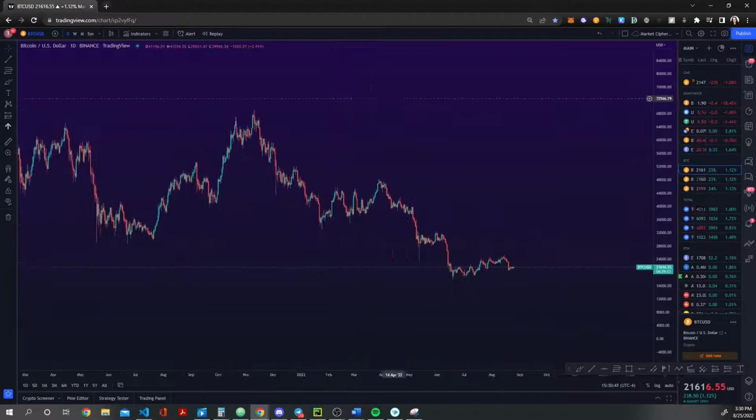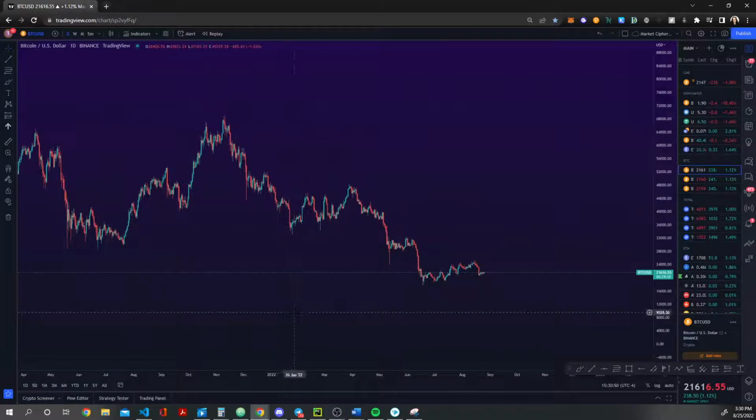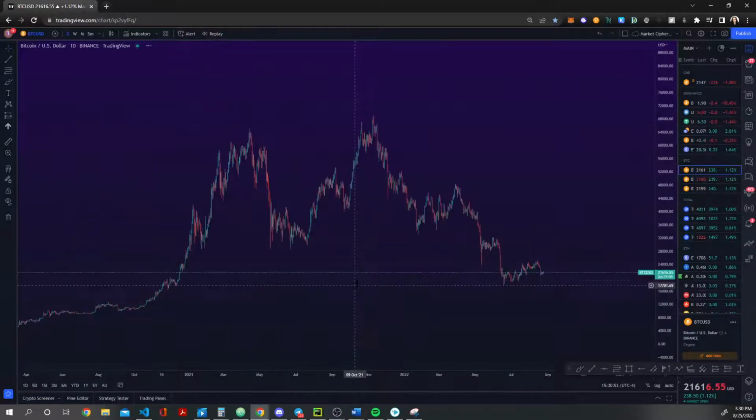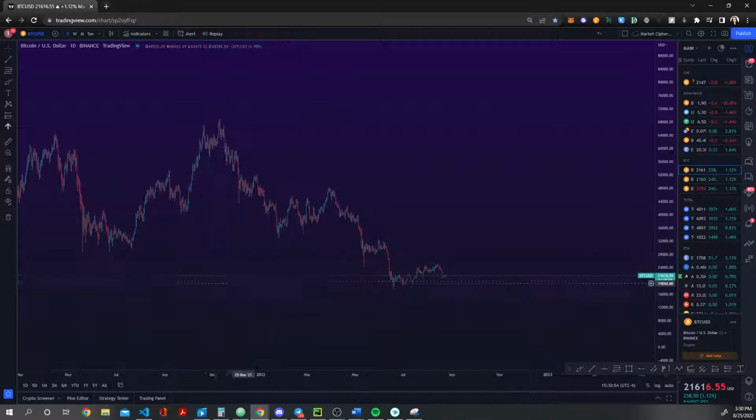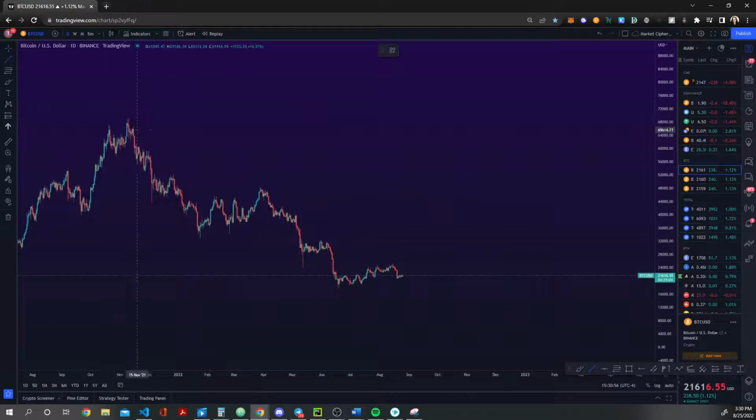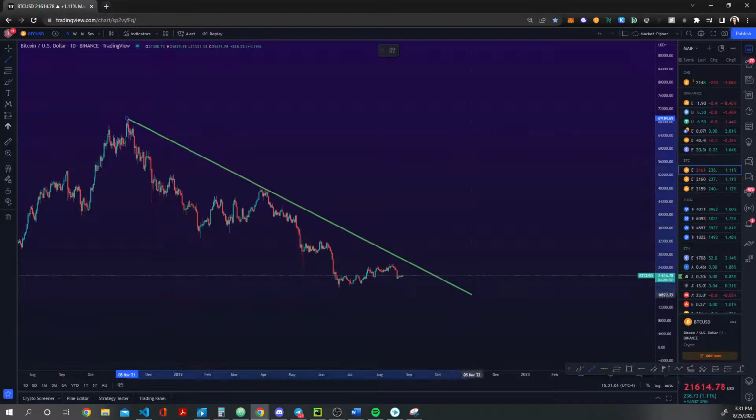So right off the bat, keep in mind higher time frames, of course, just like anything in TA. Higher time frames just take more precedence over what's going on in the lower time frames. So if you have a trend line on the lower time frames, it's not going to be as important as, say, a trend line that you have on the higher time frames.